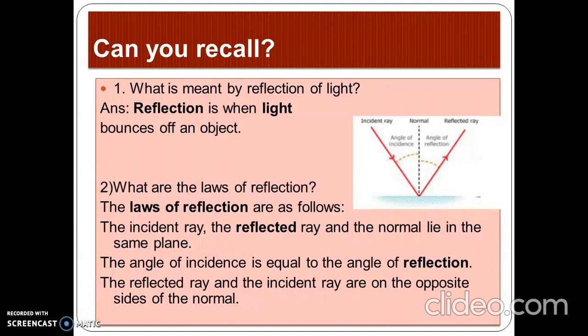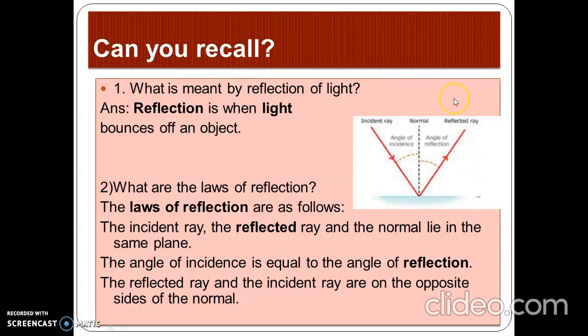First, we will recall what we have already studied previously. What is meant by reflection of light? The answer is, reflection is when light bounces off an object. What are the laws of reflection? The laws of reflection are as follows. The incident ray, the reflected ray, and the normal lie in the same plane.